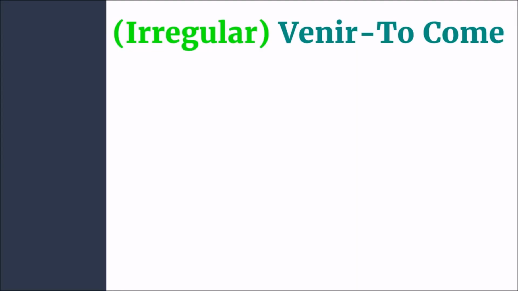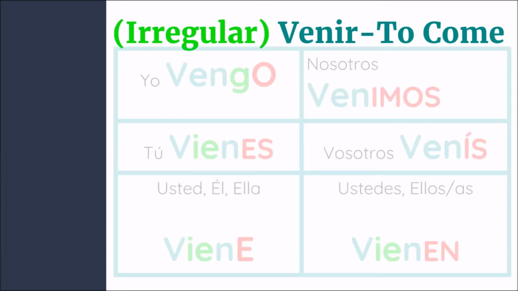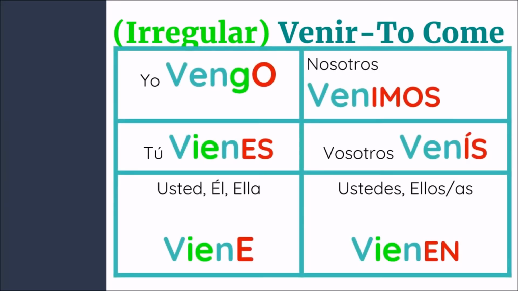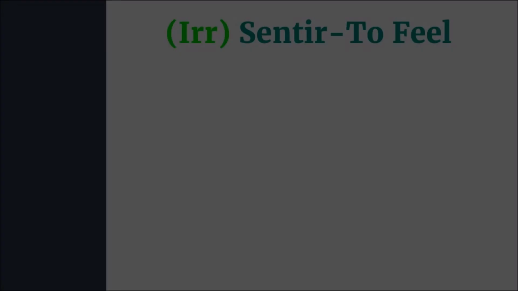Moving on, we have venir, which is another irregular. Yo vengo. Notice that they add a G. Vienes as tú. Usted, él, ella, viene. Nosotros venimos. Vosotros venís. Ustedes, ellos, ellas vienen. Now, as you can see, they changed E to IE. You can thank Latin for that.